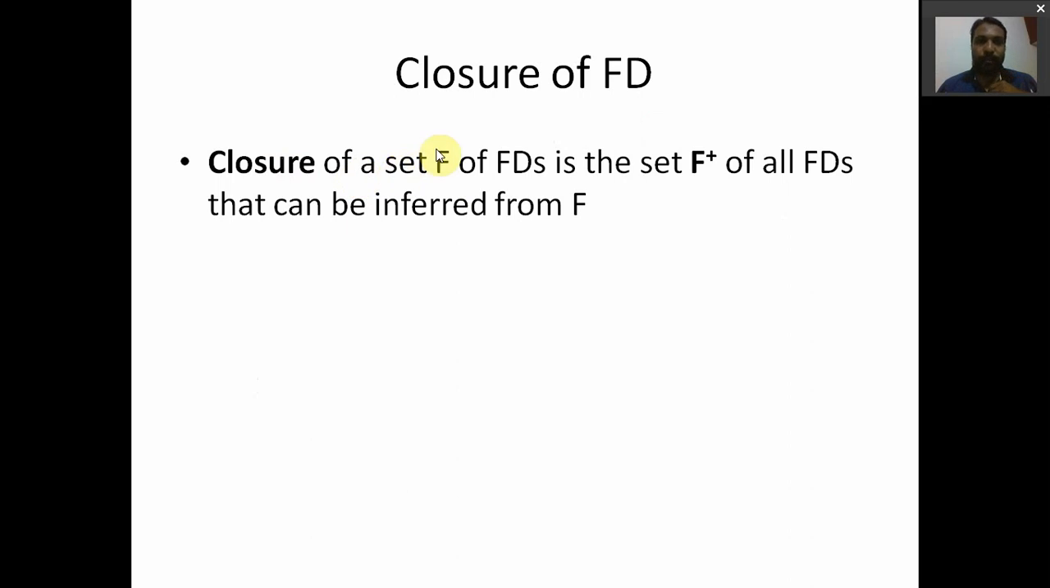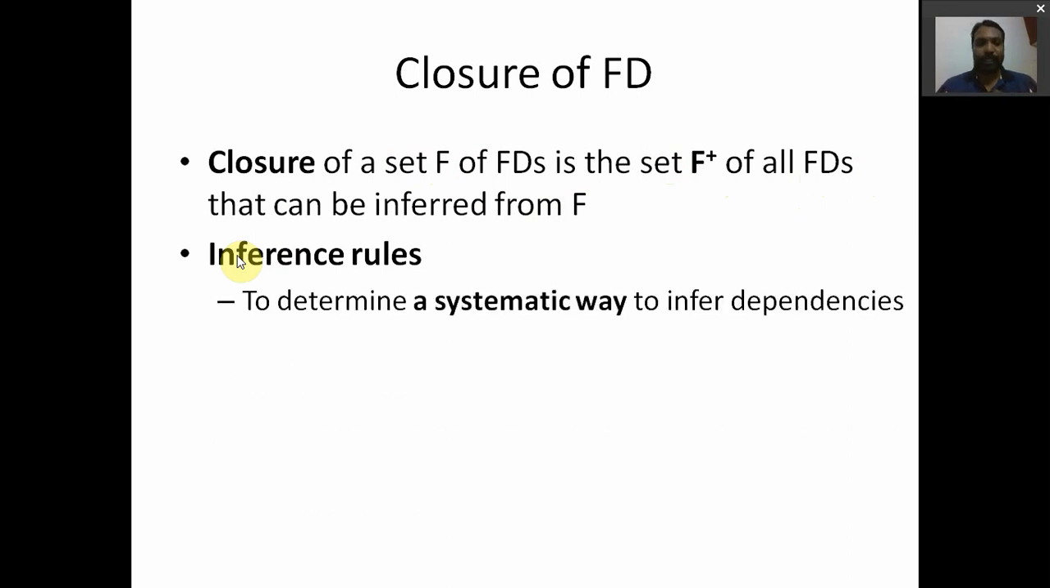So closure of a set F of functional dependencies is the set F plus of all the functional dependencies that can be inferred from F. So it is a set of functional dependencies which is inferred from this F. So inference rules. We use inference rules to infer these functional dependencies. It is actually a systematic way to infer dependencies. So inference rules are actually a systematic approach to infer these dependencies.